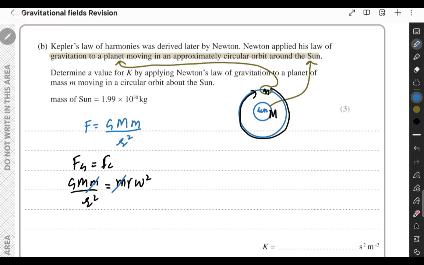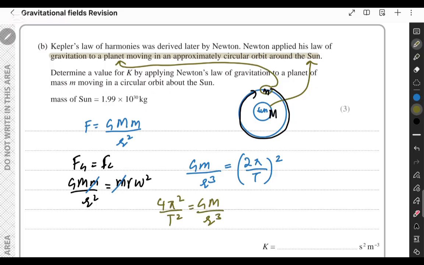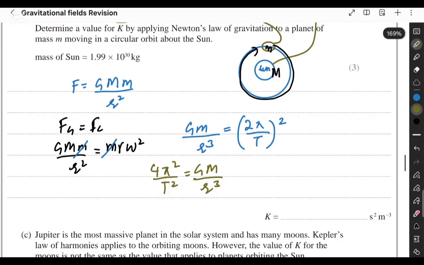So I'm going to cancel both m's out. I'm going to move the r down, and I'm going to get r cubed, and then omega is 2 pi over T, squared, and that gives me 4 pi squared over T squared equals GM over r cubed. Then I'm going to move things around, and I'm going to get this as my value of k. So I'm going to plug in the values.